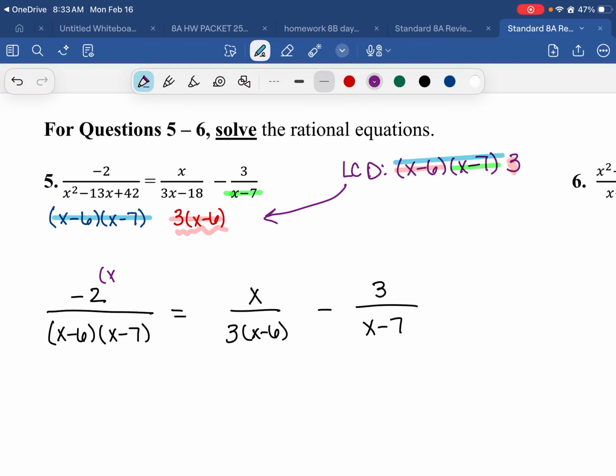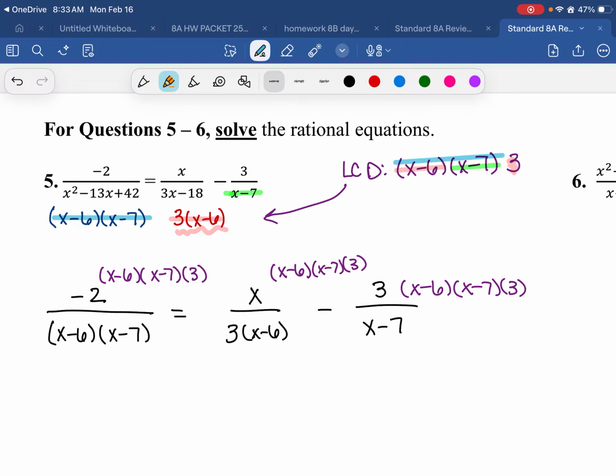So I'm going to take x minus 6 times x minus 7 times 3, x minus 6 times x minus 7 times 3, and x minus 6 and x minus 7 times 3. And I'm going to cancel out what is going to cancel out. So x minus 6 cancels with x minus 6. 3 and x minus 6 will cancel with those guys. And x minus 7 is going to cancel with those. So with that, I'm going to rewrite my problem with the multiplication.